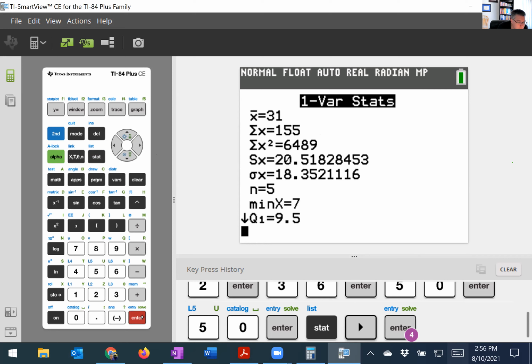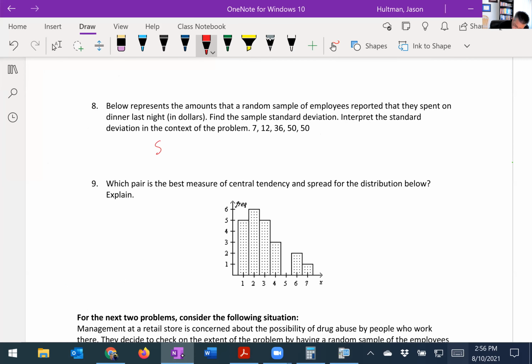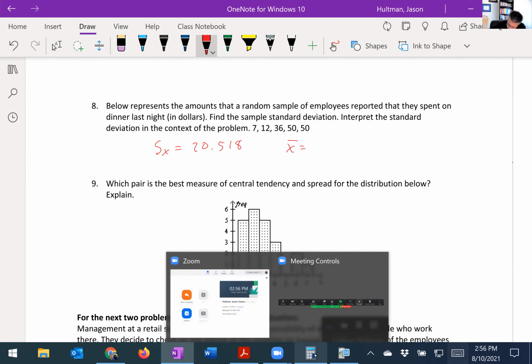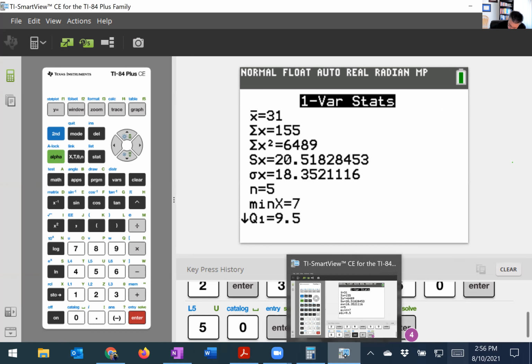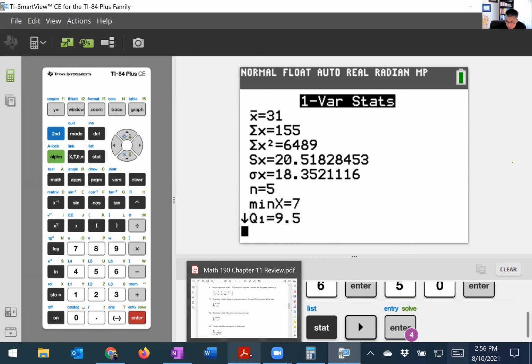What do we want? We want to interpret the standard deviation in context of the problem. So the sample standard deviation is S of X, that's 20.518. So the sample standard deviation is 20.518. Okay, and then what's the mean here? We need to interpret this in terms of the mean as well. So what was the mean? The mean was $31. Okay, so basically $31 plus or minus $20 on average.